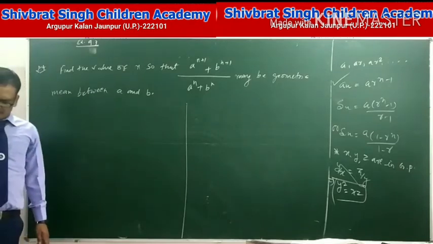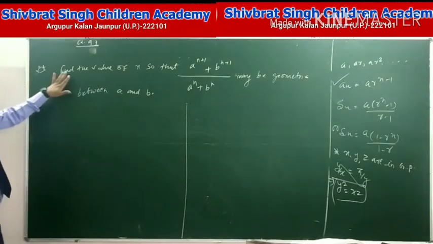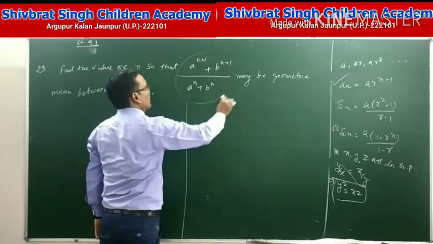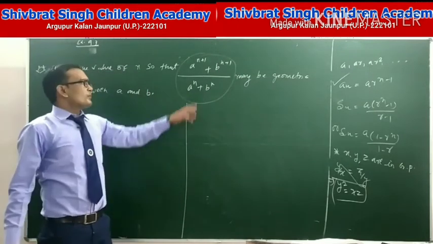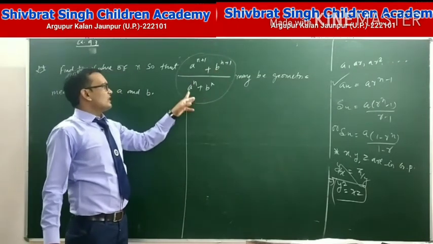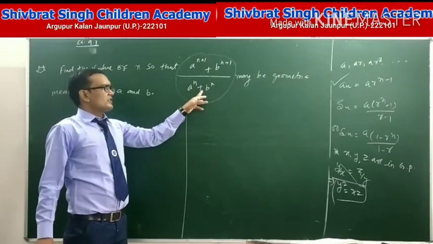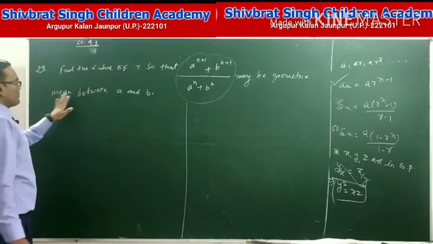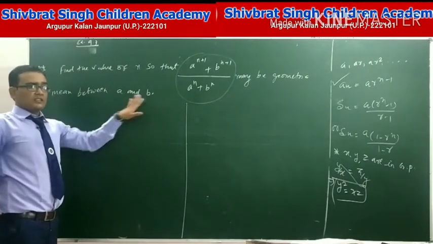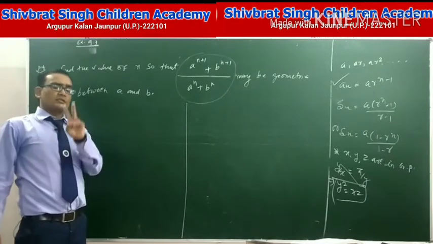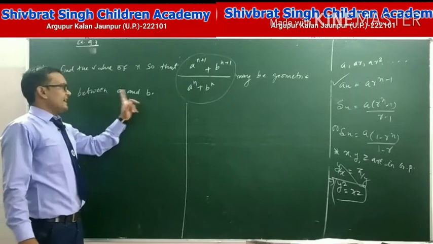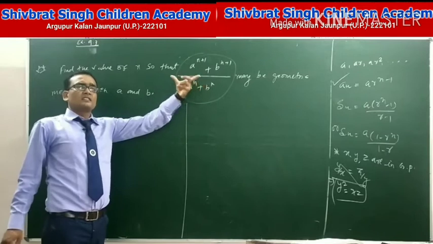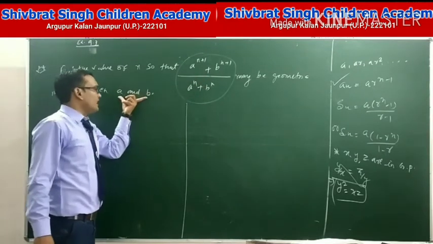Here the question is: find the value of n so that a to the power n plus 1 plus b to the power n plus 1 upon a to the power n plus b to the power n may be the geometric mean between a and b. That means if we take the two numbers a and b, then what is the geometric mean? According to the question, this is the geometric mean between a and b.